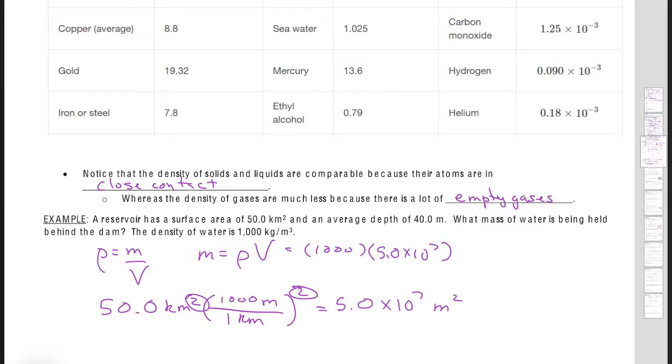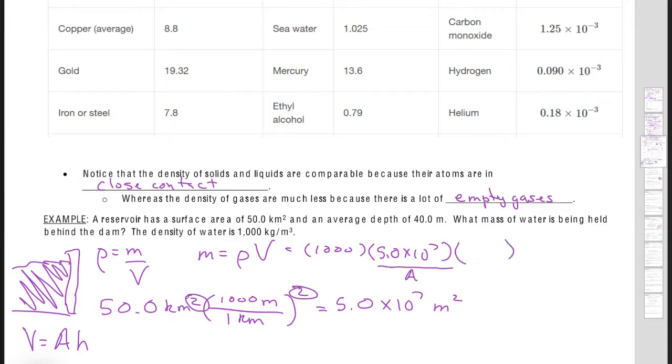Okay, and so basically if this is our dam, here's our water, and so we need the volume of this water, and that's going to be area times height. So this is the area, and now the height is going to be 40 meters, so we're going to multiply all that by 40, and we're going to get a mass of 2.0 times 10 to the 12th kilograms. Okay, and so that would be the mass that's being held up by this dam. They could ask you a question about what's the weight of the water? So you just multiply this by 9.81 to get the weight.